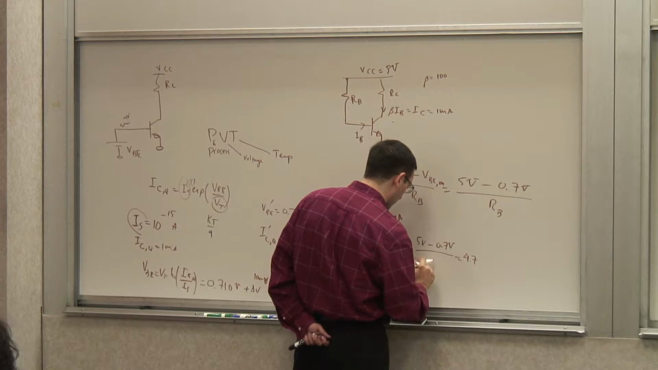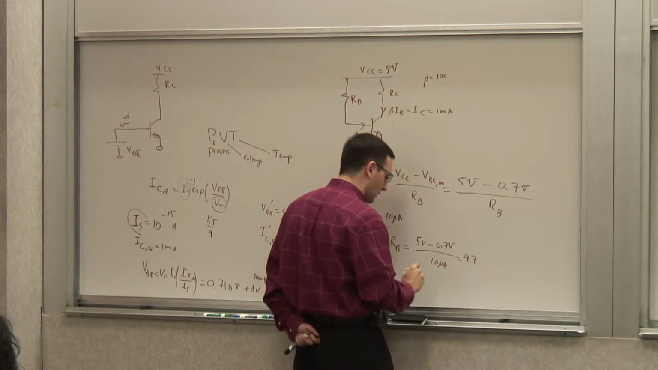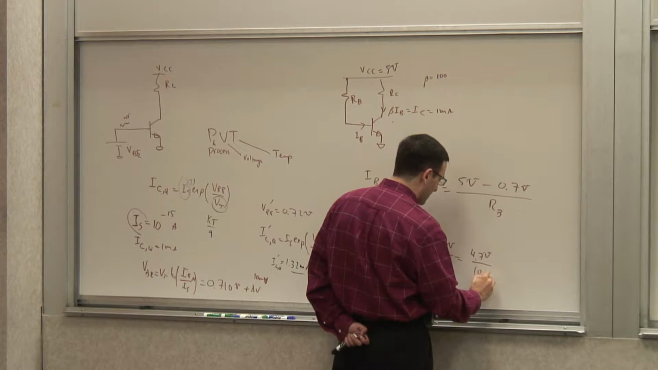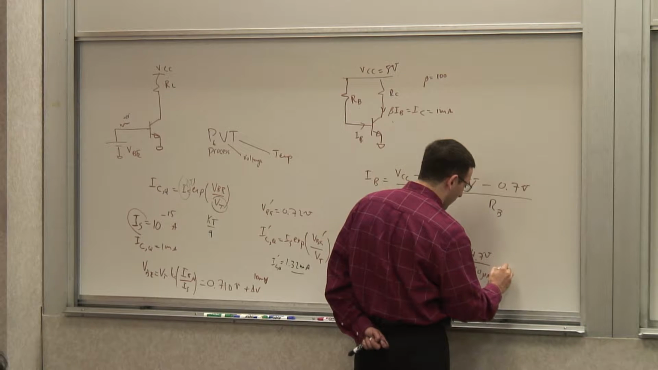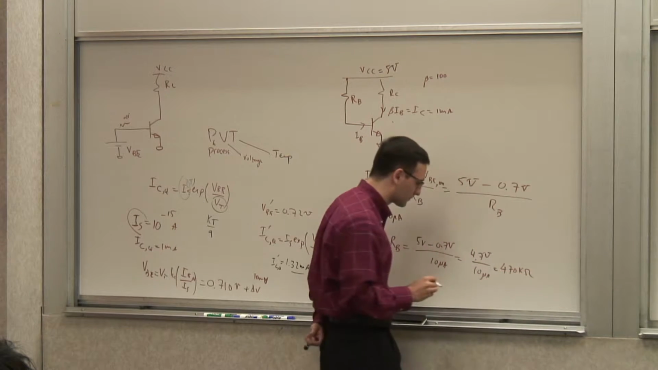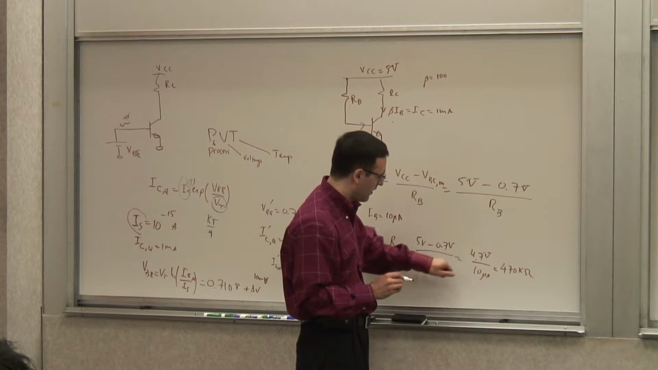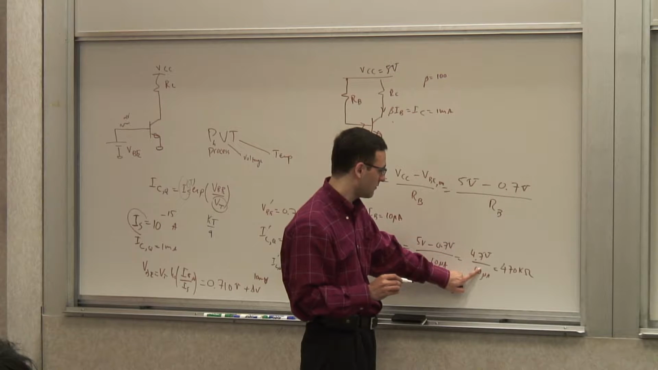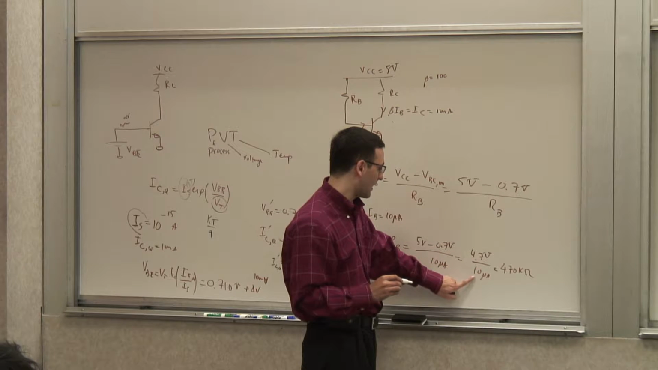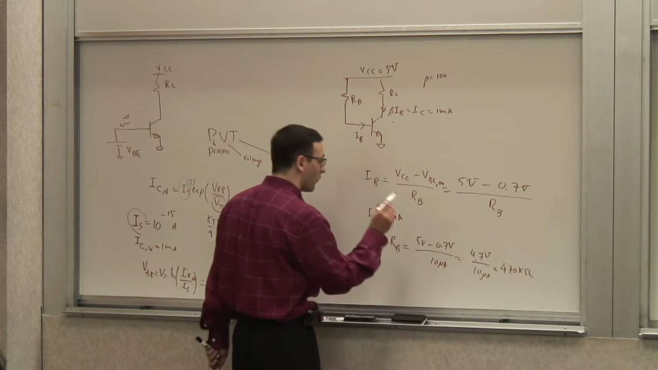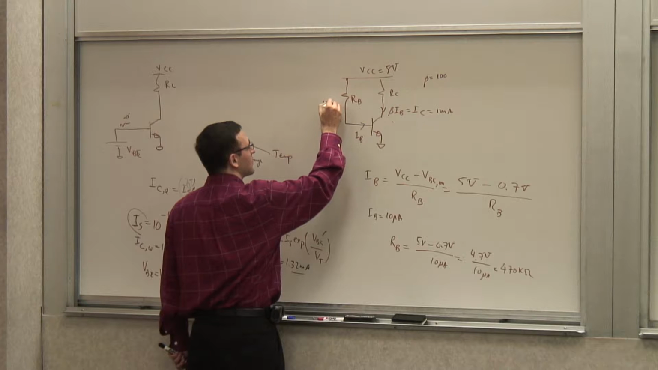I'm sorry, not 1 milliamp, 10 microamps. So that's 4.7 volts divided by 10 microamps. And that gives me 470 kilohms, right? Because think about it, if it were 1 microamp, 1 over micro is mega. So that gives me mega, and now this gives me a little bit less, 100K times that. So for establishing that current, I have to make this 470 kilohms.